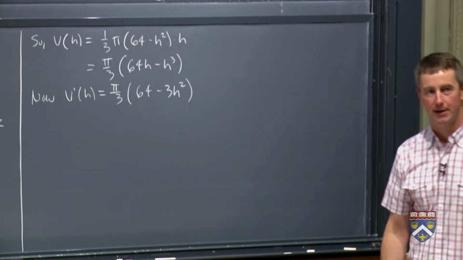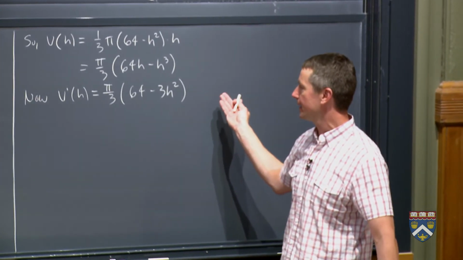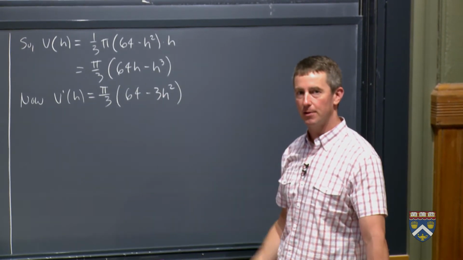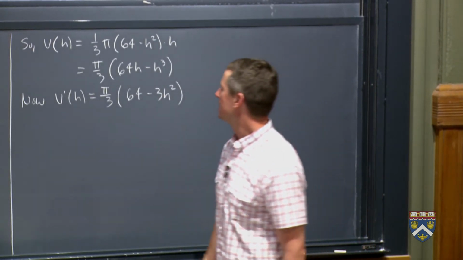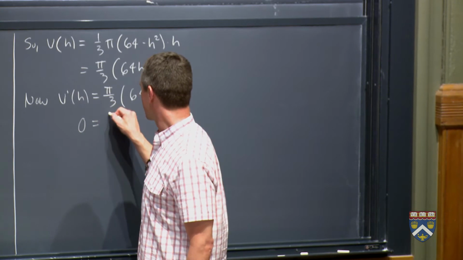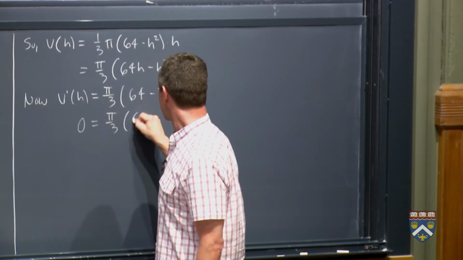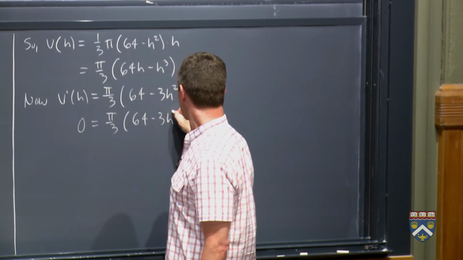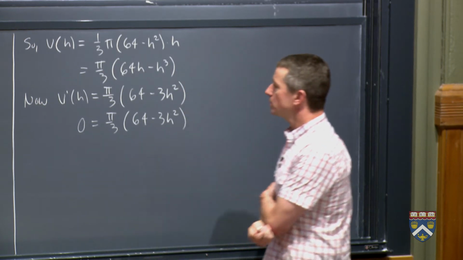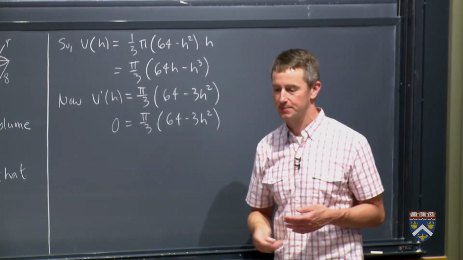We want to find the critical points. So can this ever be undefined? It can't. This is just a parabola. A quadratic can never be undefined. So all we have to do is set this equal to 0. So one of these factors must be 0.